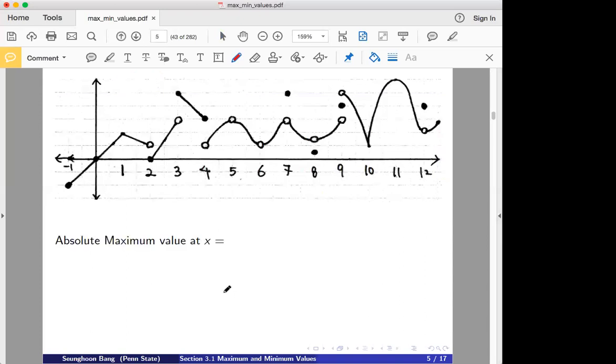Absolute maximum. Which one is the highest point? What do you think, the other guys? Yes, this is the highest point. You can compare. This is exactly the highest point. All the other function values are below f of 11. So 11 has the absolute maximum. What's the absolute minimum? Yes, the lowest point. You can include the endpoint, the lowest point. So here, -1.